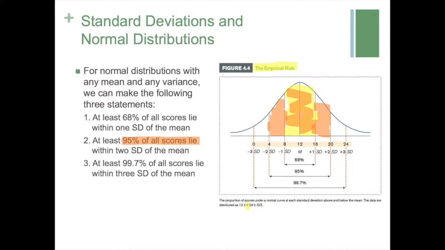And then finally, 99.7% of all scores lie within 3 standard deviations of the mean. So that's essentially all of this area here underneath our normal curve.